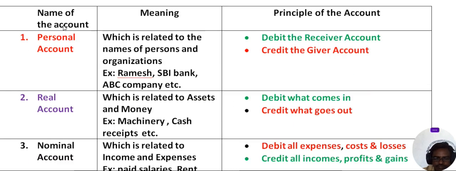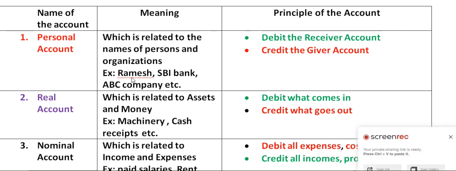So when you see this table, you can understand the meaning of all accounts and principles of the accounts. So see the first one, name of account, that is personal account. When we talk about personal account, it is related to the names of persons and organizations.